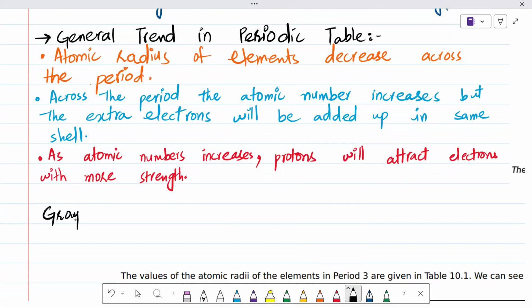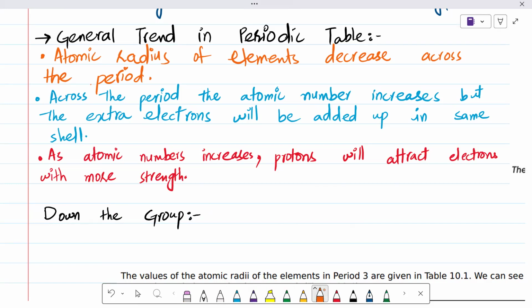Down the group. We say down the group. When we talk about the groups, what happens? What is the common property of a group? How do we have the periods and groups? How have we arranged this? On what basis?